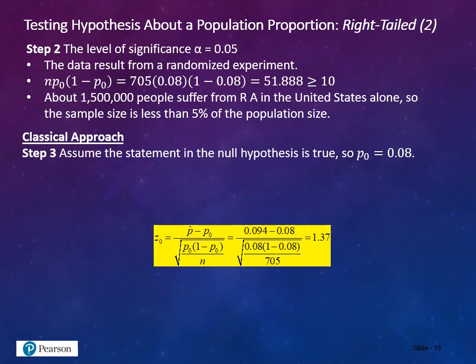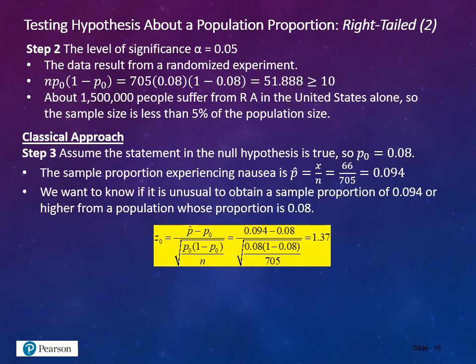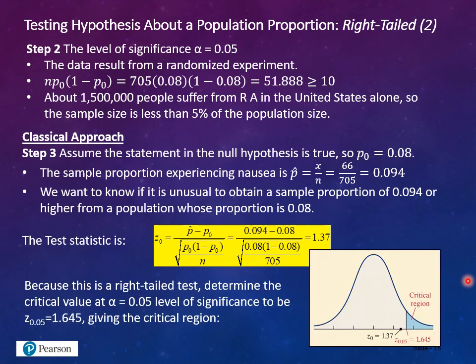So for the classical approach, we assume the statement is true. The sample proportion experiencing nausea is 0.094, which is just the observed people with the observed characteristic over the population. We want to know if it's unusual to obtain a sample proportion of 0.094 or higher from a population whose proportion is 0.08. Okay, that's our null statement, right? 0.08 is what the population equals, and we want to see if this is statistically significant to reject the null hypothesis. So we calculate our z-score, z0, and we get 1.37. Okay.